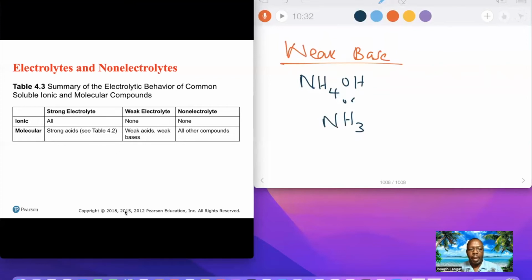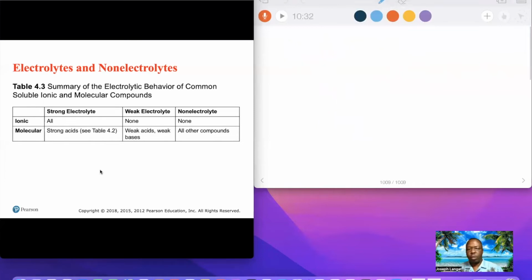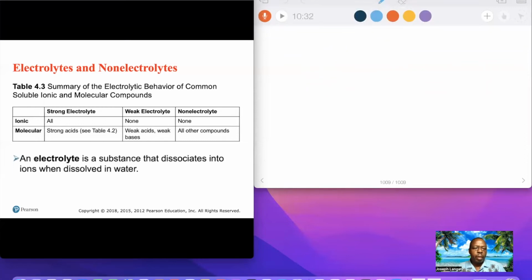It's a weak electrolyte. The rest, all other compounds, are non-electrolytes. So you should know what constitutes a strong acid. I've given you examples, look at table 4.2. I've given you examples of weak acids, which are weak electrolytes, and weak bases, which are also weak electrolytes. So you should know the difference between strong electrolytes, weak electrolytes, and non-electrolytes.